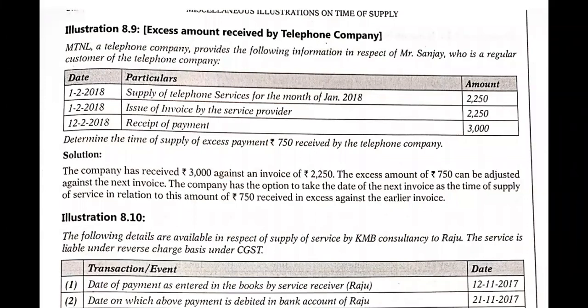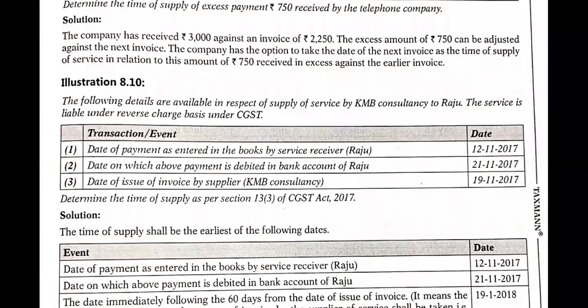invoice. So instead of refunding the amount, because if the company refunds, it will be a lot of difficulty again, right? Instead of that, that amount can be kept by the company as excess amount, and when next time he pays his dues or bill, in that invoice that amount has to be reduced, and that date will be the time of supply of that particular amount.